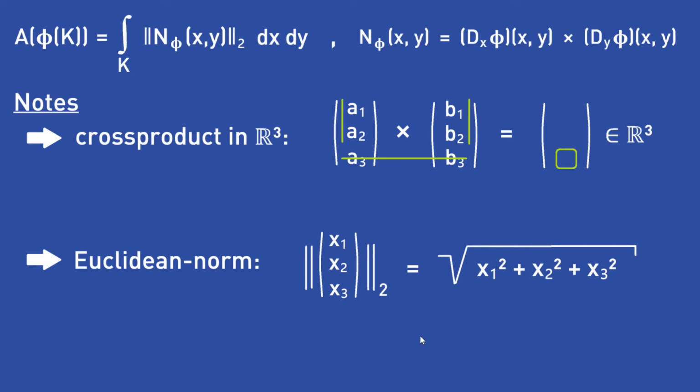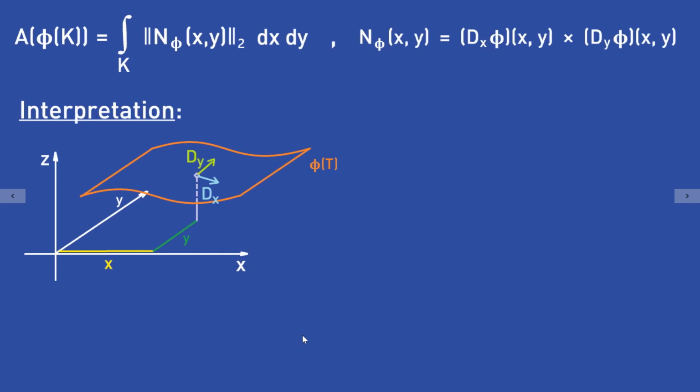Finally, I will try to explain to you why this integral here actually calculates the surface area of phi k. So let xy be some point in the set k. You also have the derivatives of the parametrization phi with respect to x and y, which you can see here in this picture. These derivatives are vectors in R3 again.